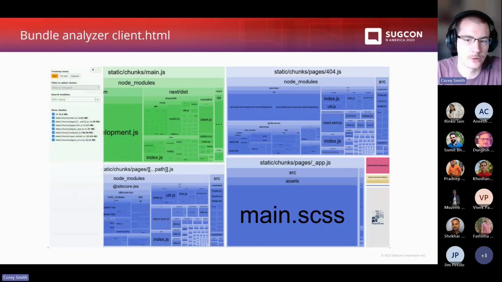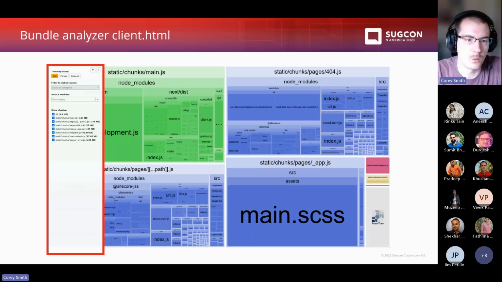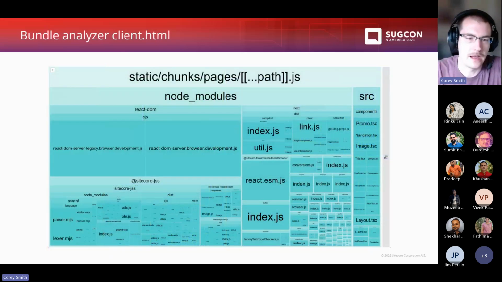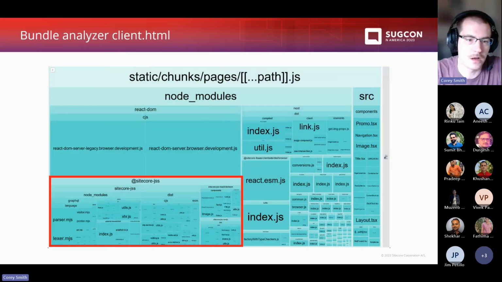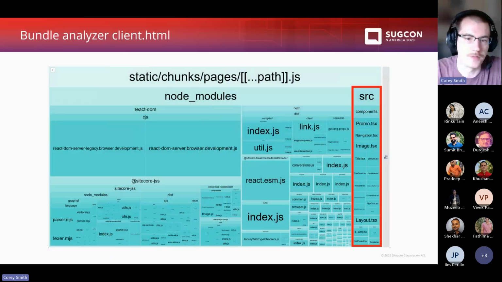There's a sidebar where you can filter what you see. So if you want to zoom in on a particular chunk, like the page route, you can do that, and it'll get bigger on the page. Again, you can see that the node_modules are contributing the most amount of space to this chunk. Here, now that we're zoomed in, you can see that the Sitecore JSS libraries are contributing quite a bit as well. And then here are all the components that are getting included for this page.